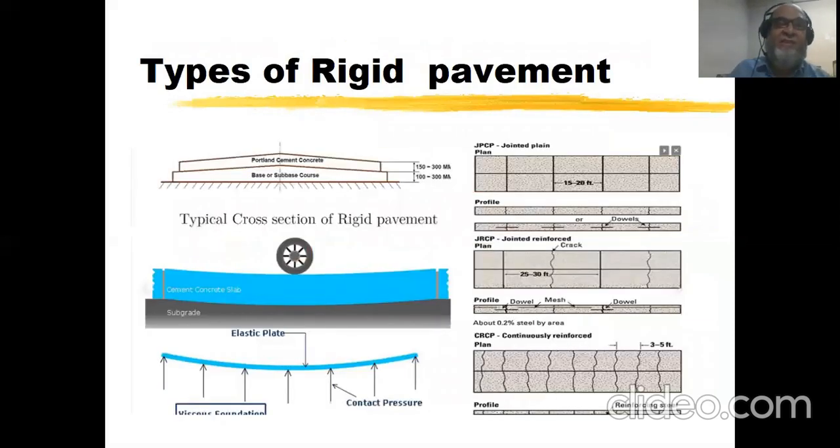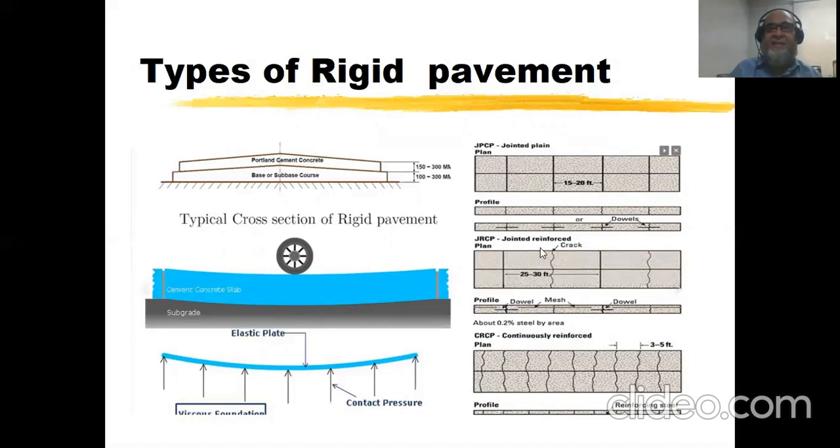So these are the typical sections of a rigid pavement. When I say JPCP, you see these joints. Normally these joints are 15 to 20 feet apart, and these are lane joints. The lanes depend upon the lane width, normally 12 feet, 10 feet, 9 feet, depending on the road and the traffic. And on the profile, you can see dowels. Some JPCP have dowels, some do not. But it's good to have dowels.